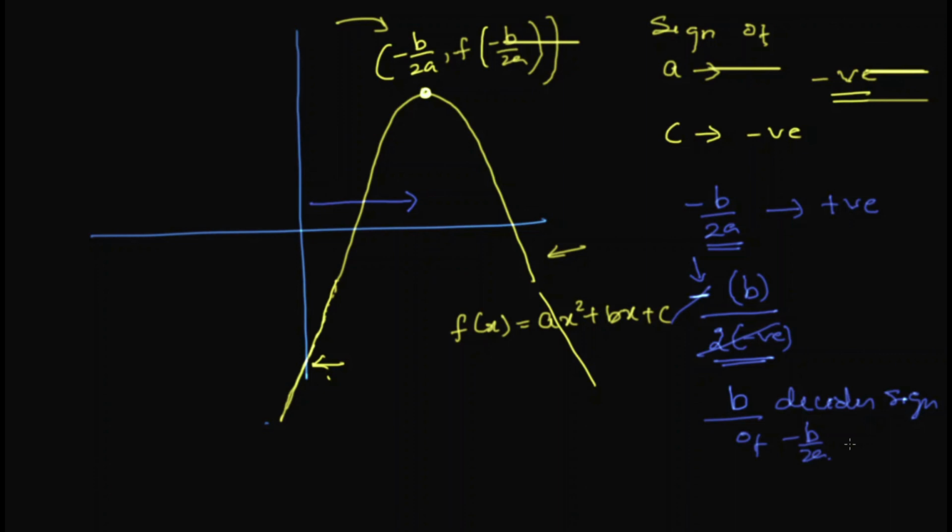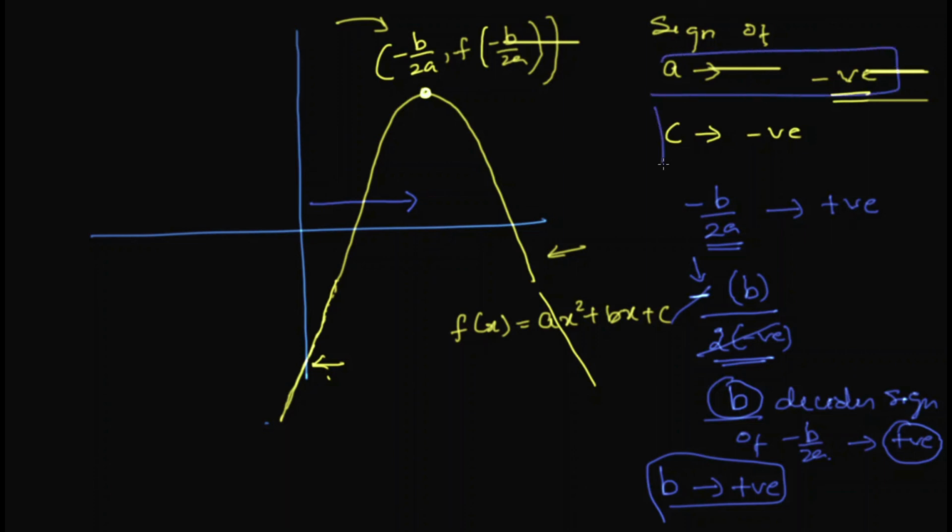What should be the sign? It should be positive in this case. So if B is positive, it remains positive. If B becomes negative, overall sign becomes negative. So here B would have a positive sign. A is negative, C is negative, B is positive in this case. And this is how we find out the signs of the coefficients of a quadratic. The way the parabola opens up, the point where it touches the y-axis, and then based on the x coordinate of the vertex, we can decide the signs of A, B, and C.